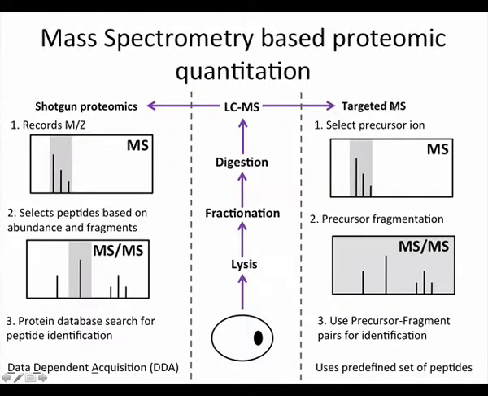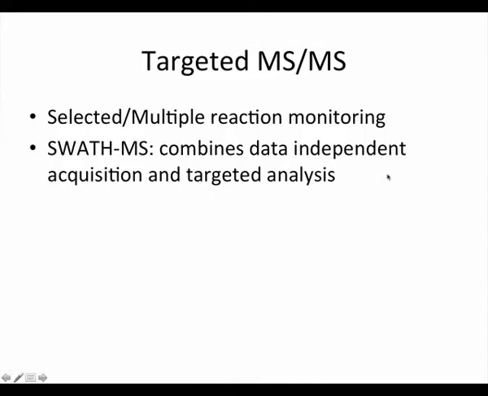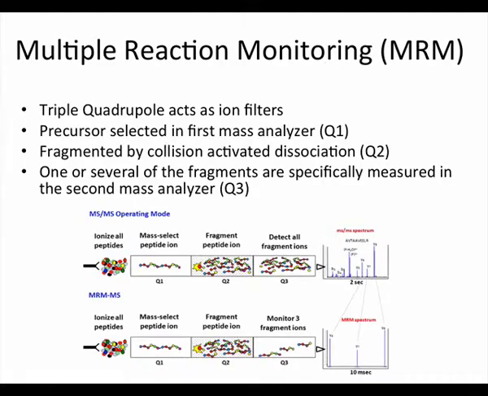You would do targeted mass spectrometry and be able to say this is what I want. So there are a couple of different kinds of targeted mass spec. The first is selected or multiple reaction monitoring. These are the same thing. Some people call it SRM, some people call it MRM. I'm going to call it MRM here. And then SWATH mass spectrometry, which we'll also talk about just a little bit at the end of the lecture.